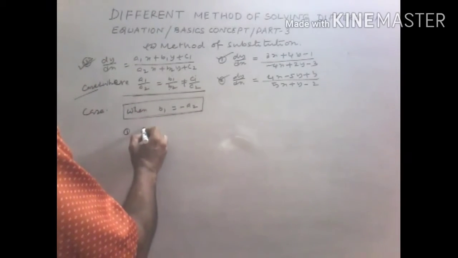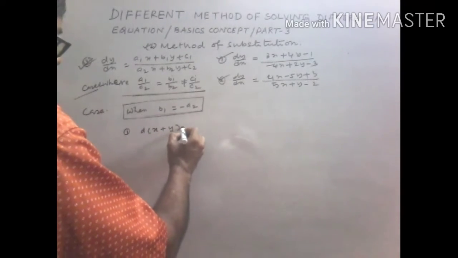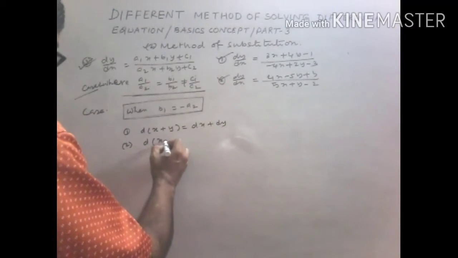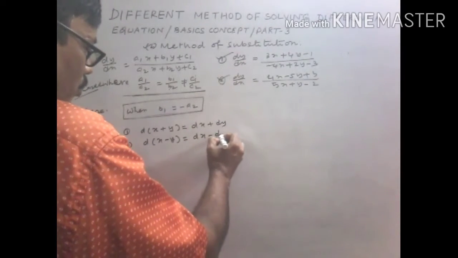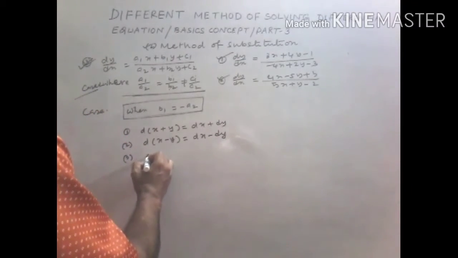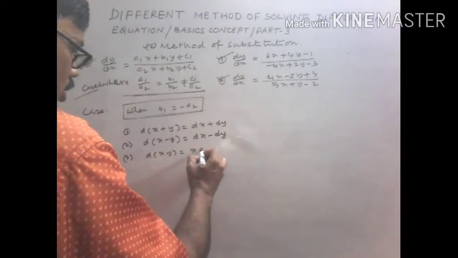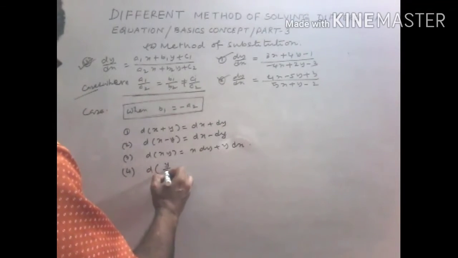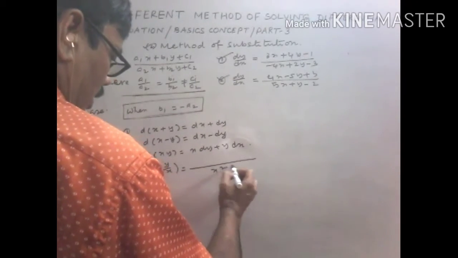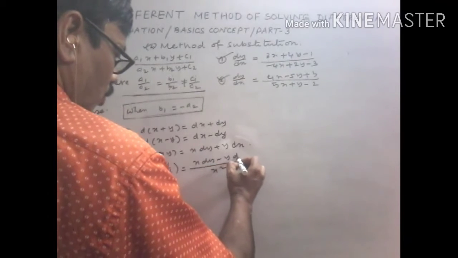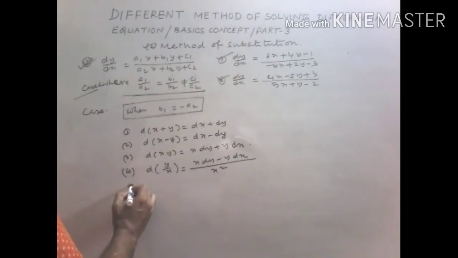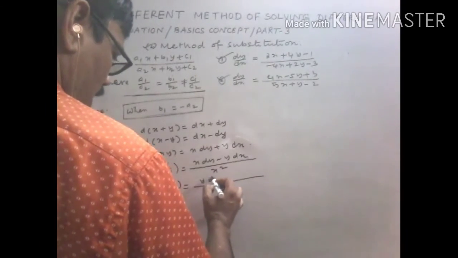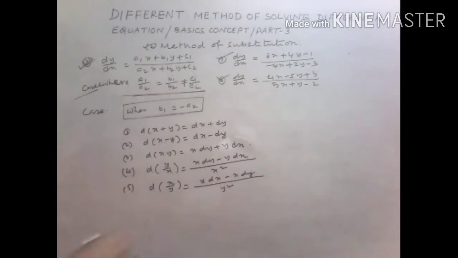You note please. Number 1, d of (x plus y), where d means differential, equals dx plus dy. Number 2, d of (x minus y) equals dx minus dy. Number 3, d of xy equals x dy plus y dx. Number 4, d of (y/x), the most useful result, equals (x dy minus y dx) over x². Differential d of (x/y), similarly, look, this is (y dx minus x dy) over y².